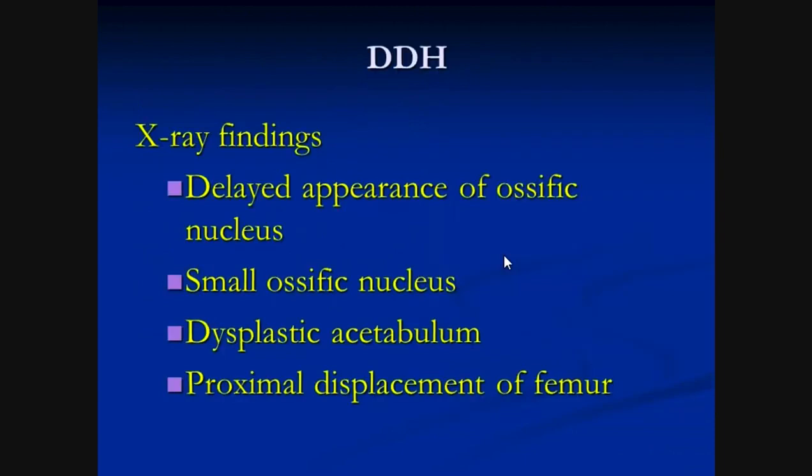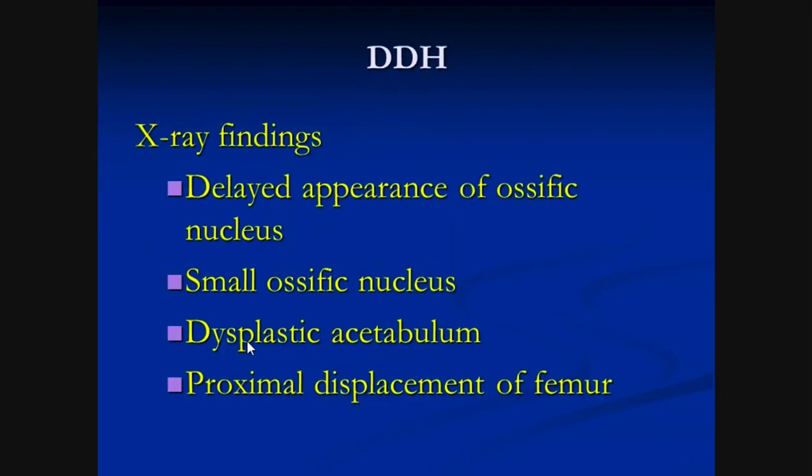X-ray findings in DDH. First of all, we can see delayed appearance of the ossific nucleus, if it is bilateral or unilateral. A small ossific nucleus in comparison to the unaffected side. Dysplastic or shallow acetabulum. Proximal displacement of the femur.